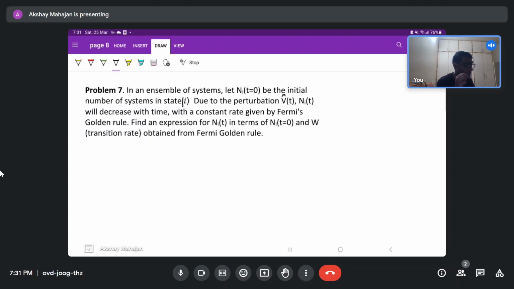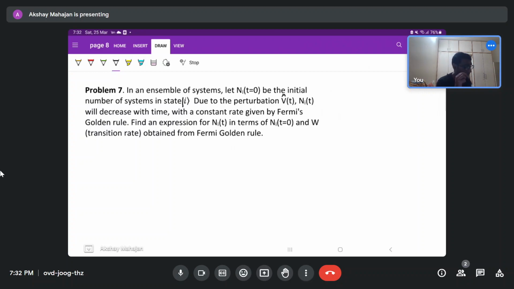So basically this is the same thing. From the Fermi golden rule we know that we go from the initial state, and because of the perturbation it goes to some continuum of states, and that rate will be the decay rate of our initial state I. So this initial number of systems will decrease as we apply the perturbation, and they will go to some continuum of final states, which is given by our Fermi golden rule.